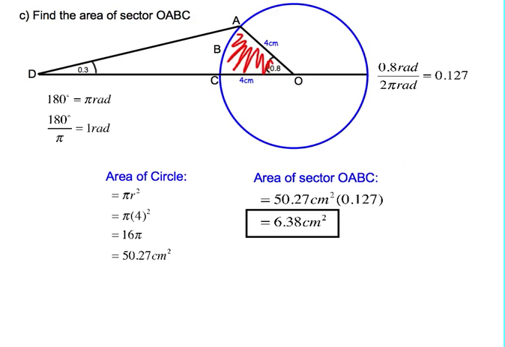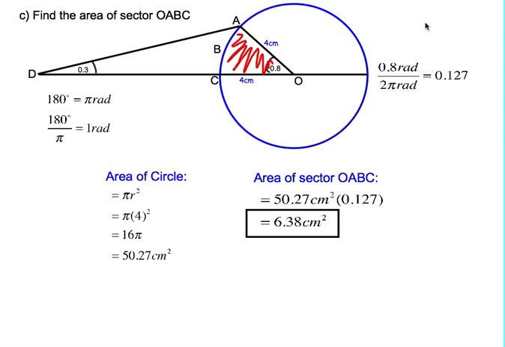So for question C, I've just simply outlined what we're trying to find here, and I've highlighted that with the red scribbles. So we're trying to find the area of OABC, which is just right here. Basic information that we need to know first is that 180 degrees is equal to pi radians, and 180 degrees divided by pi is equal to 1 radian.